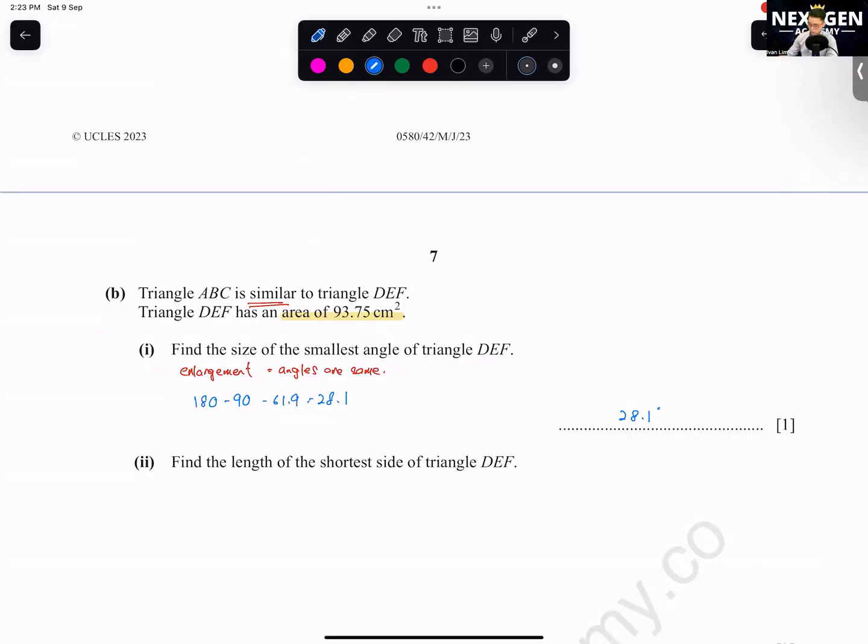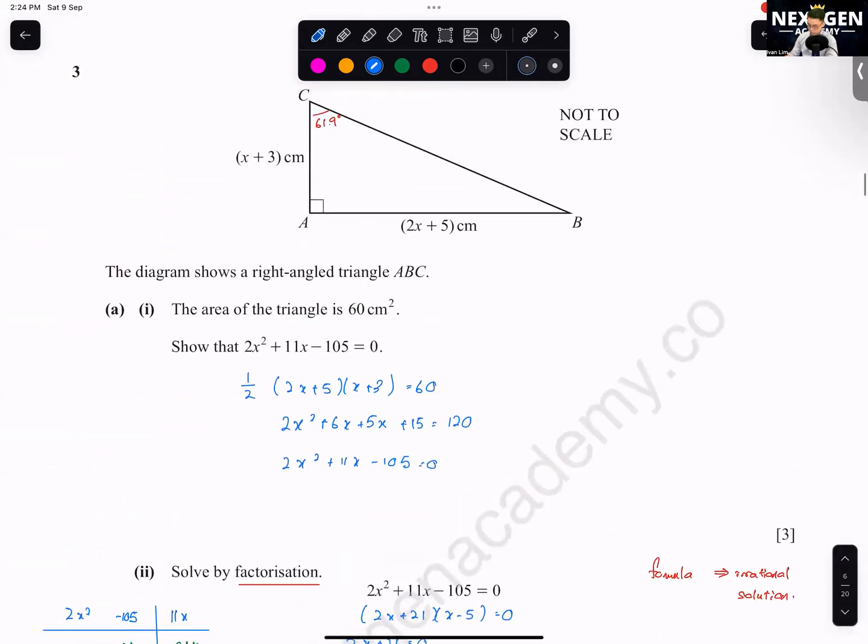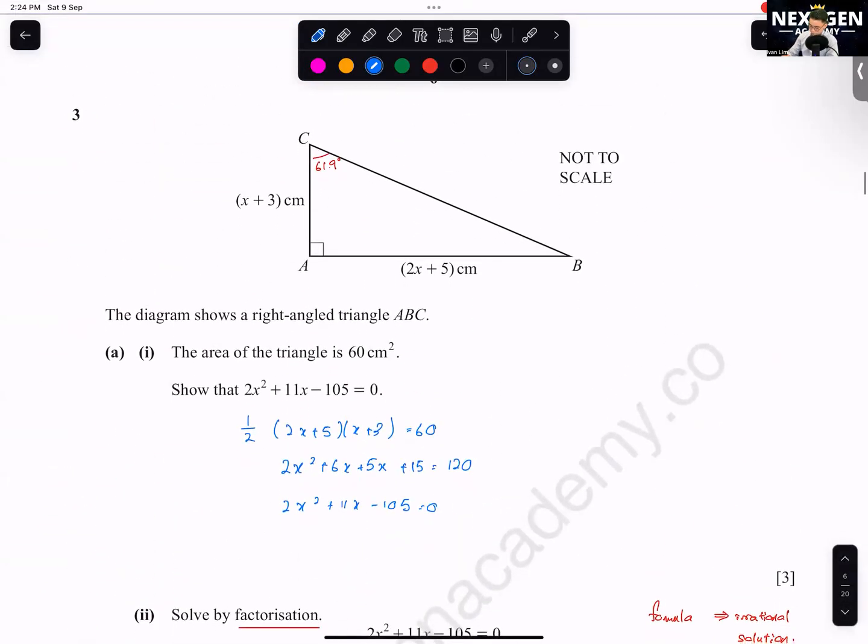Now you look back, they say find the length of the shortest side of triangle DEF. Where is the shortest side? How do I know which one is the shortest side?